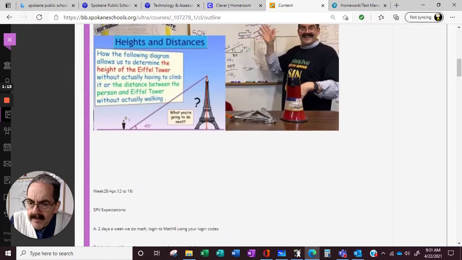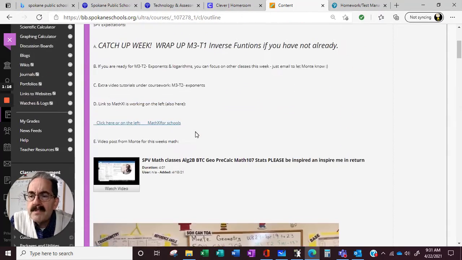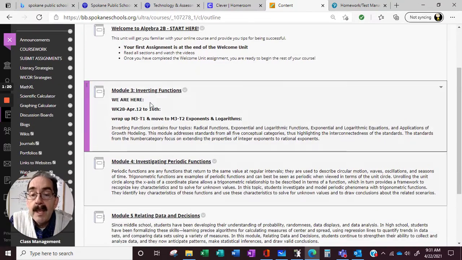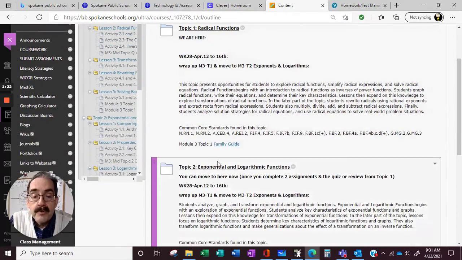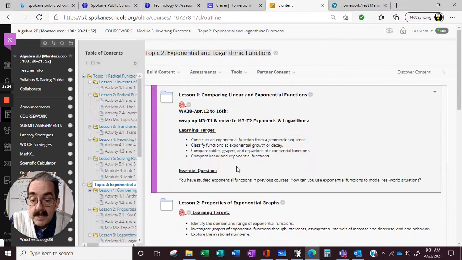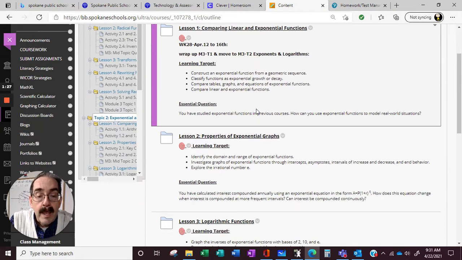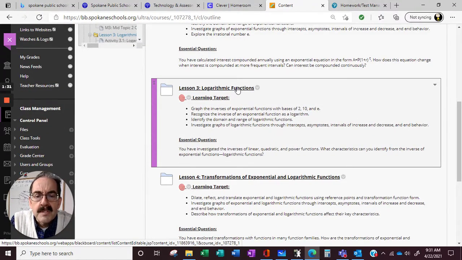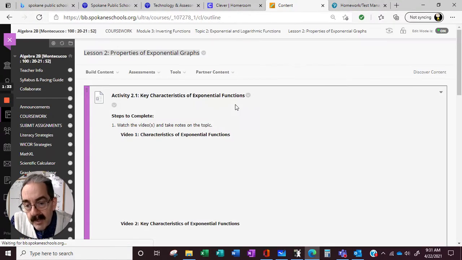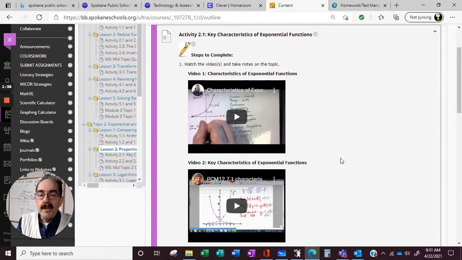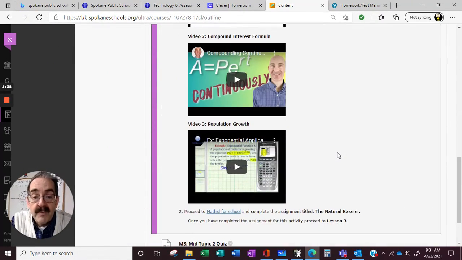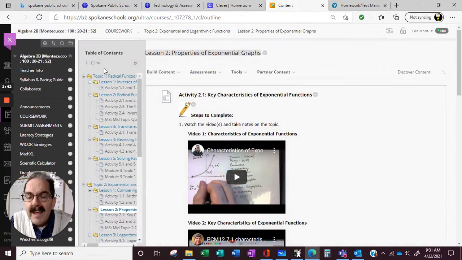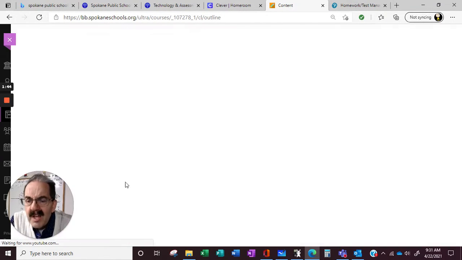Now, exponents. Most of you have some skills in exponents, but anytime you need to, we're just going to click on Module 3, Exponents and Logarithms, and let's go to Logarithmic Functions. Let's go to Exponents first because some of you are there. And you can see all the different videos of everything that we're teaching, including word problems. And we did that one.